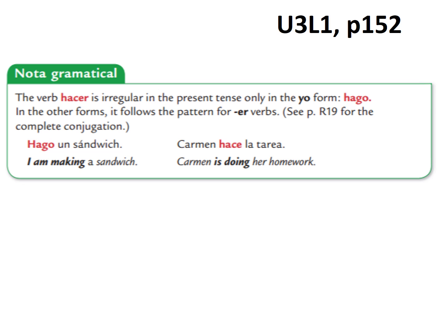Unidad 3, lección 1, en página 152. Nota gramatical. The verb hacer is irregular in the present tense only in the yo form. Hago. Make sure you aren't saying haso. It has to be a go verb, and we say hago. In the other forms, it follows the pattern for er verbs, so the rest would be haces, hace, hacemos, hacéis, hacen. Hago un sándwich. I make a sandwich. I am making a sandwich. Carmen hace la tarea. Carmen does her homework. Carmen is doing her homework.